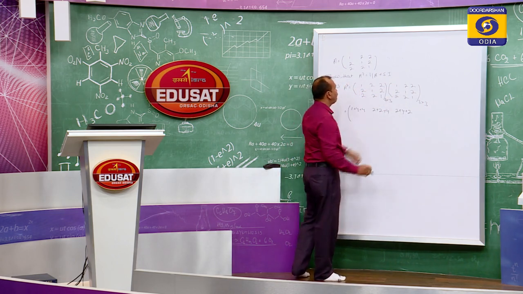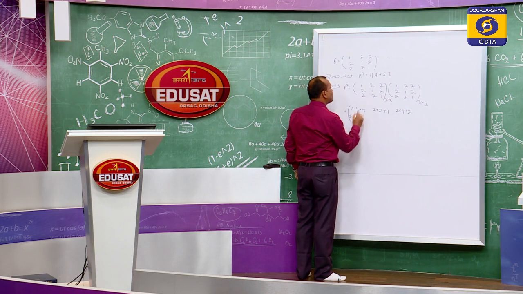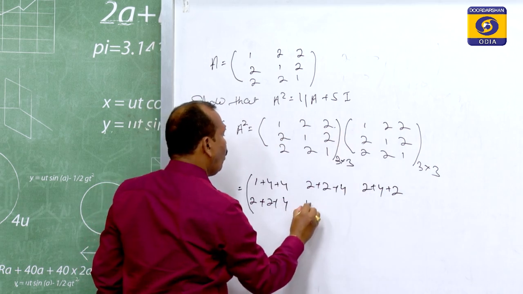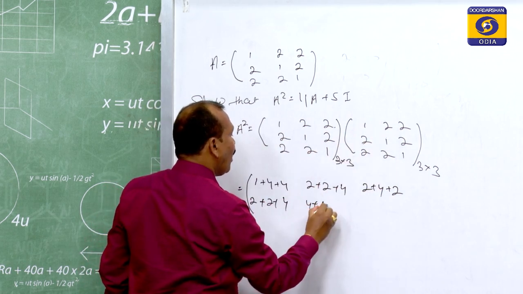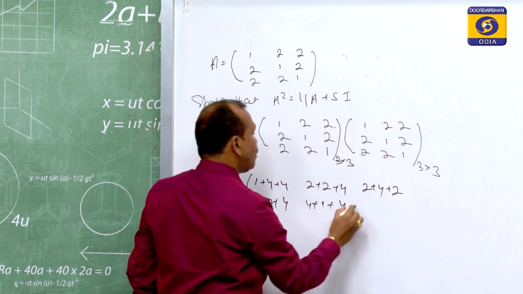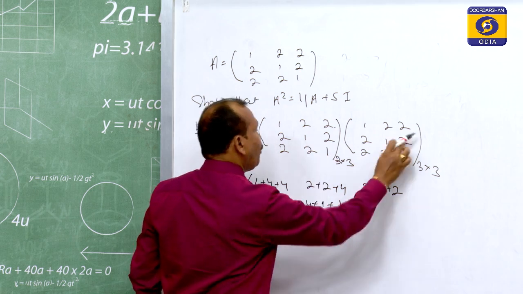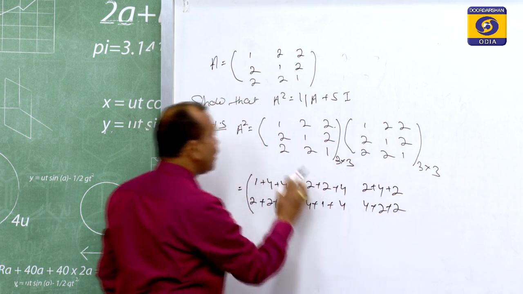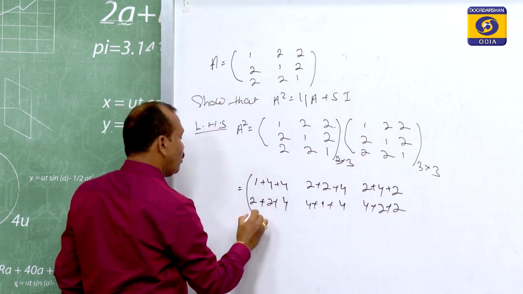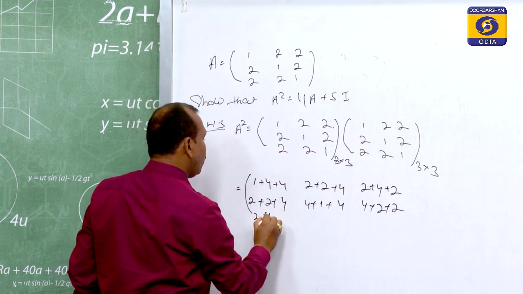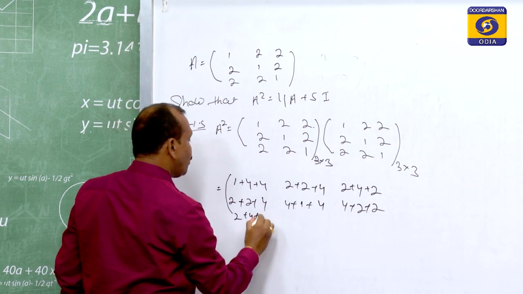2 into 1 is 2, plus 1 into 2 is 2, plus 2 into 2 is equal to 4. Then 2 into 2 is 4, plus 1 into 1 is 1, plus 2 into 2 is equal to 4. Then 2 into 2 is equal to 4, plus 1 into 2 is equal to 2, plus 2 into 1 is equal to 2, and 2 into 2 is 4, plus 1 into 2 is equal to 2.